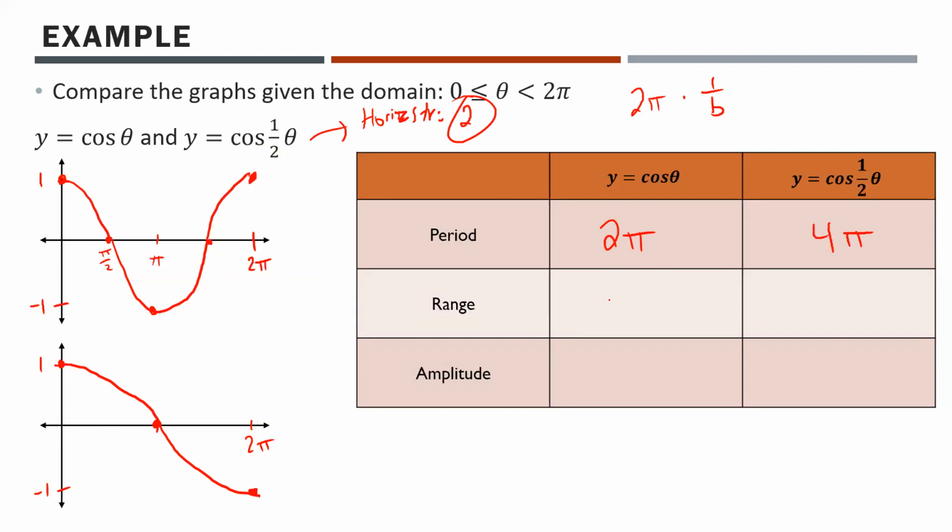Our range is our maximum to minimum. Within this domain, they still have the same maximum and minimum points. So our minimum on the original graph, of course, is -1 to 1, but it's also the same thing on our transformed graph. And our amplitude, once again, is our a value. Both of these just have an a value of 1. We don't bother writing it if it's a 1 because anything times 1 is just itself. So the amplitude on both of these is just 1.